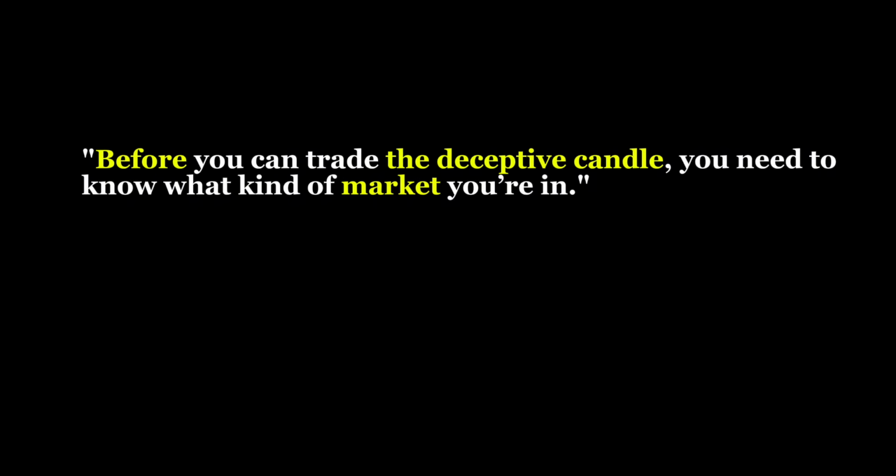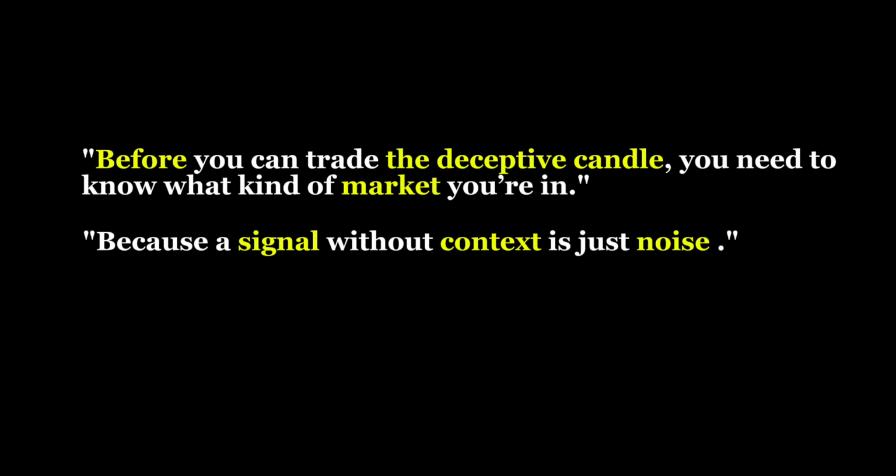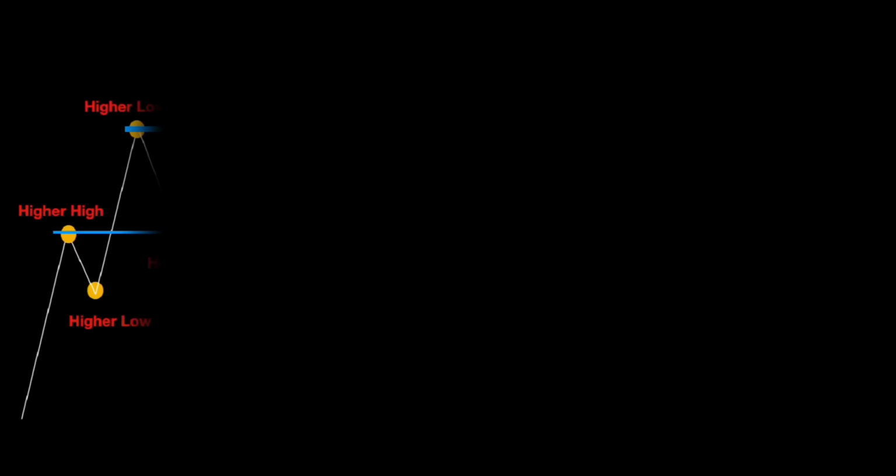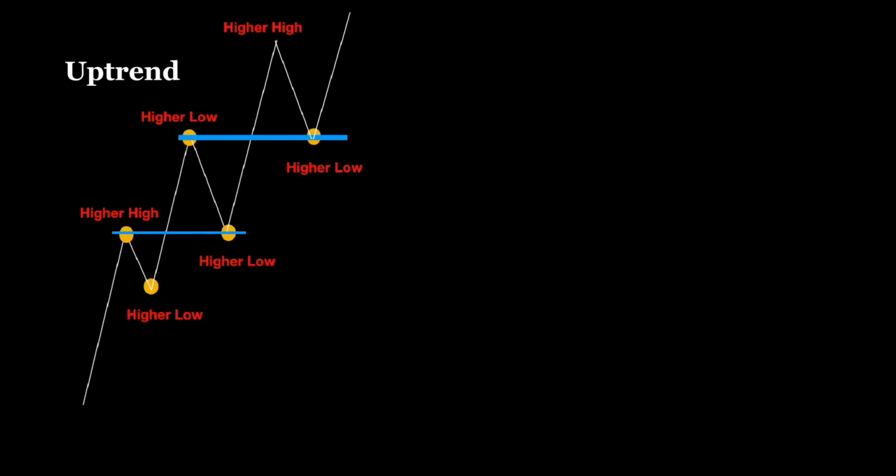Before you can trade the deceptive candle, you need to know what kind of market you're in, because a signal without context is just noise. An uptrend is simple. Price makes a series of higher highs and higher lows. Every dip gets bought, and every new push breaks the previous high. In an uptrend, buyers are in control. Big players are buying low and selling high. That's why price respects support levels again and again. When you see a deceptive candle form at a support zone inside an uptrend, that's usually smart money loading up for the next leg higher.